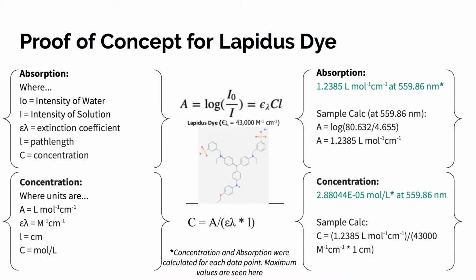To calculate the absorption, we used the equation seen in the middle top provided to us in the Beer's law activity. We found that our peak absorption was 1.2385 liters times inverse moles times inverse centimeters. We can then rearrange Beer's law to solve for concentration. Specifically, concentration will equal the absorption over the quantity of the extinction coefficient times the path length. By doing this, we determined a concentration of about 2.9 times 10 to the negative fifth moles per liter. It's important to note that we calculated concentration and absorption for each individual data point and used the maximum values.